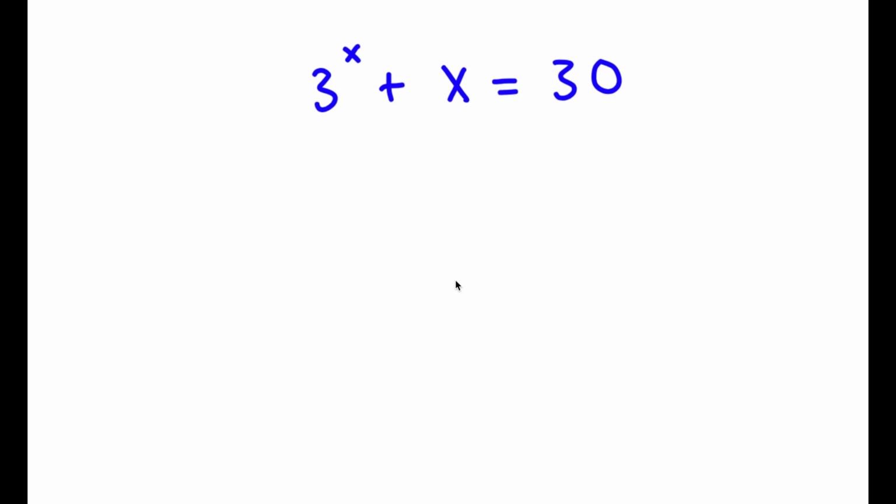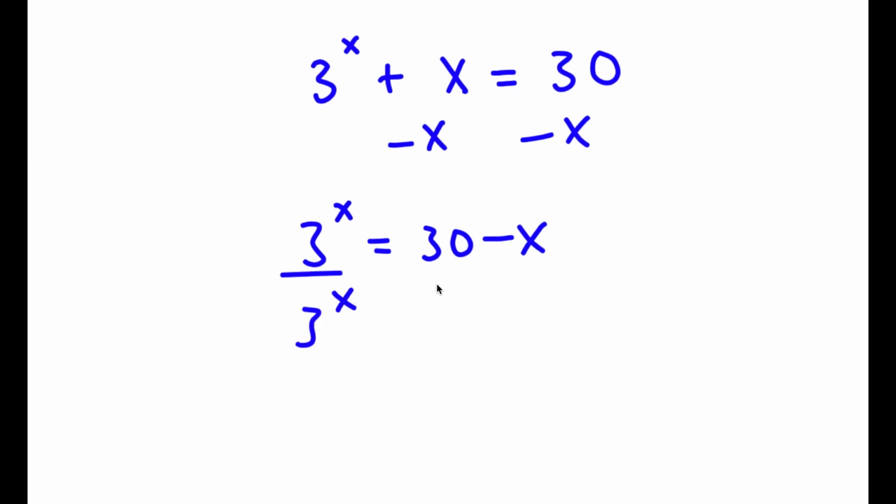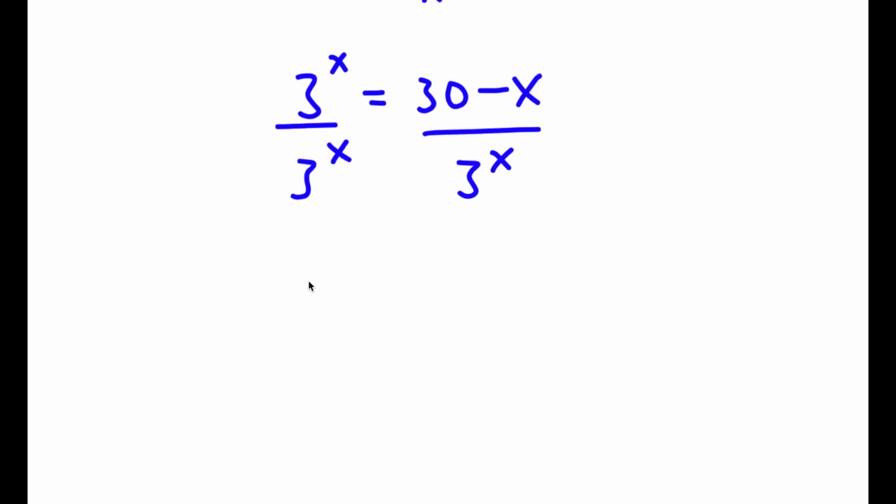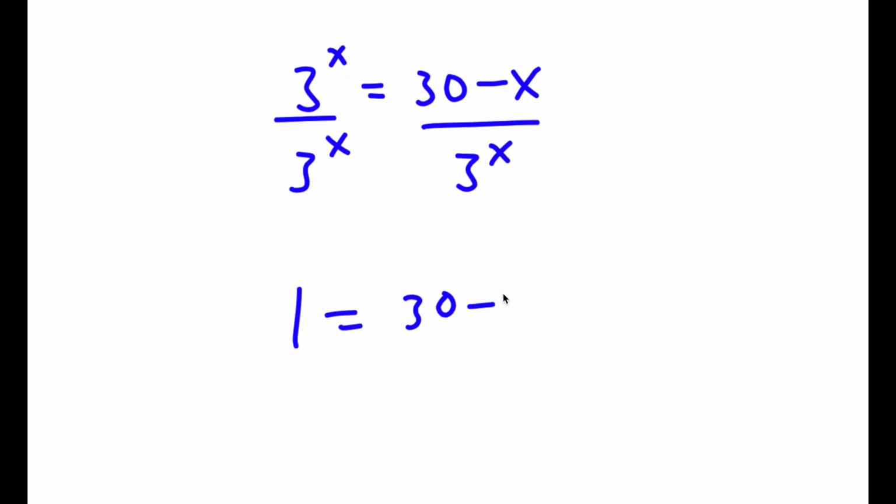Alright, so in this problem, I have 3 to the power of x plus x equals 30. So the first thing I'm going to do is subtract x on both sides. So now I have 3 to the power of x is equal to 30 minus x. Now I'm going to go ahead and divide both sides by 3 to the power of x. So now I have 1 is equal to (30 minus x) over 3 to the power of x.